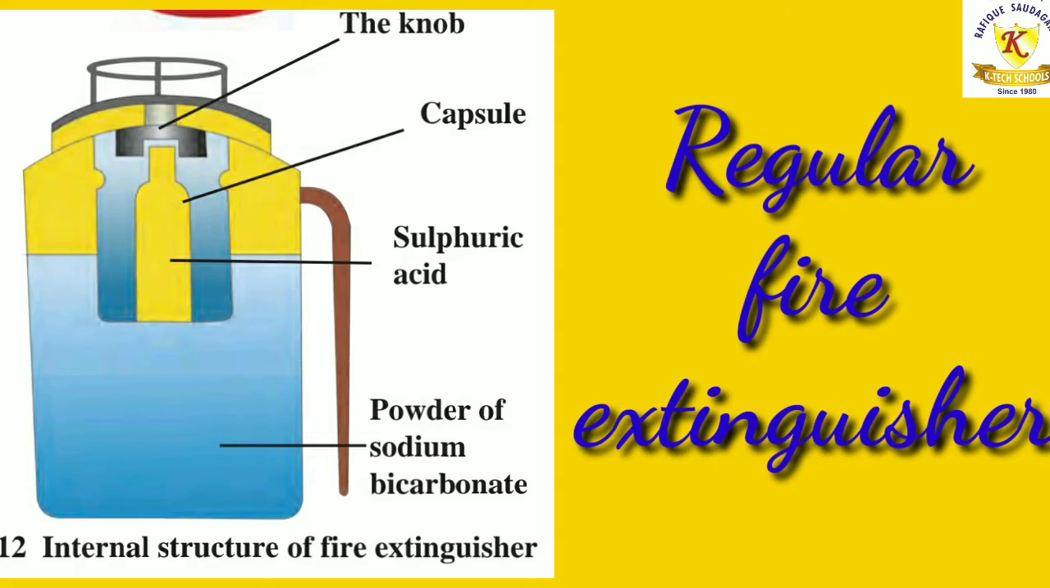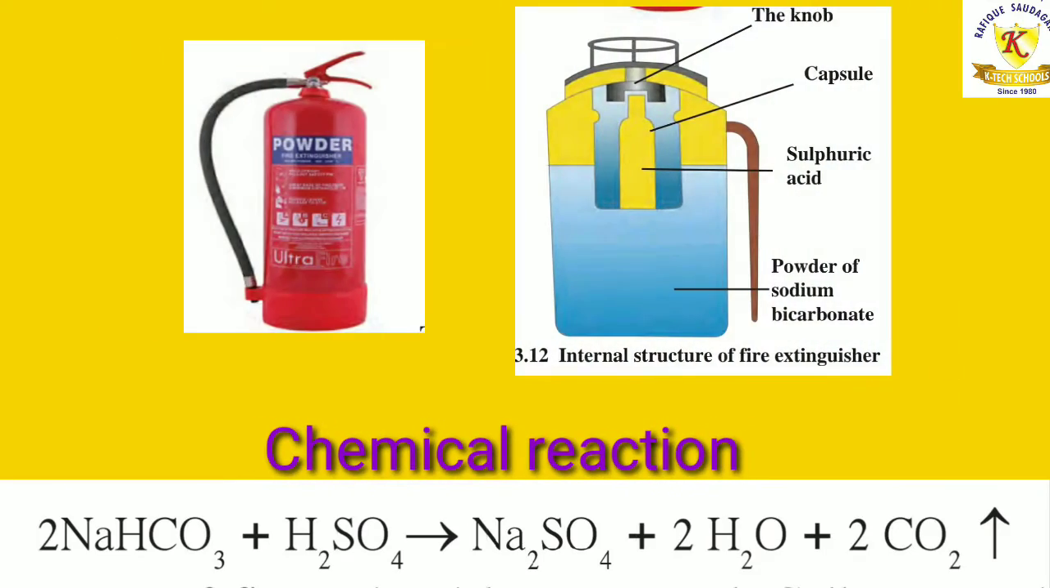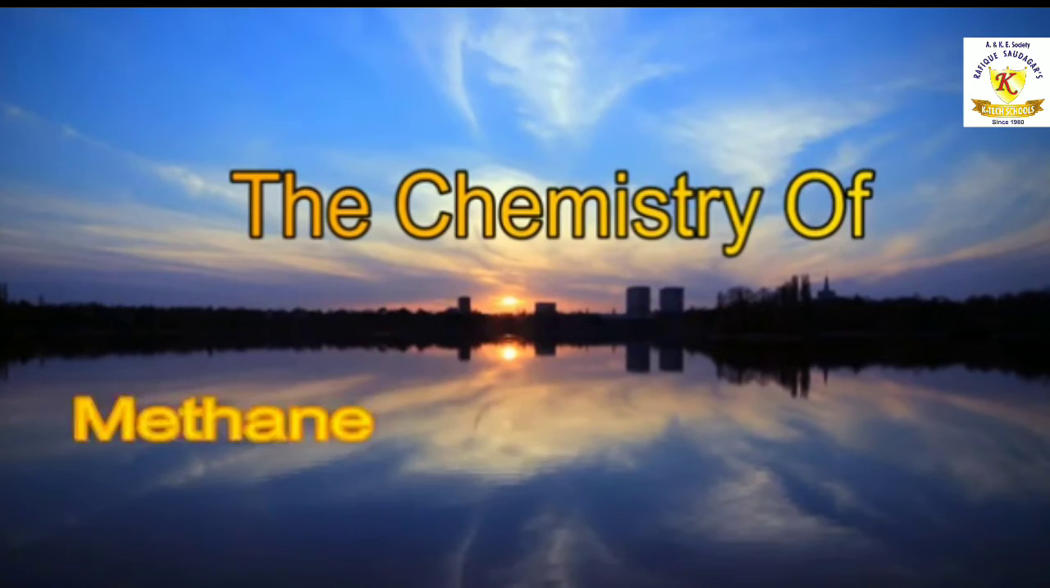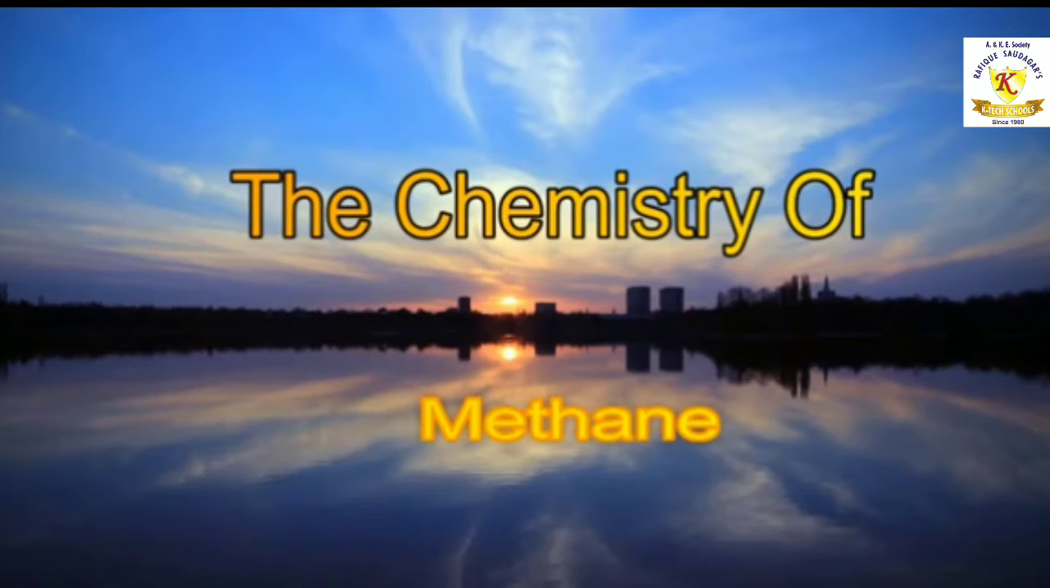In modern fire extinguishers, liquid and solid carbon dioxide is filled under pressure. On reducing the pressure, it becomes gaseous and comes out forcefully. So the chemical reaction is 2NaHCO3 plus H2SO4 gives us Na2SO4 plus 2H2O plus 2CO2 gas is released, that is carbon dioxide. Got it? Let's study the chemistry of methane.